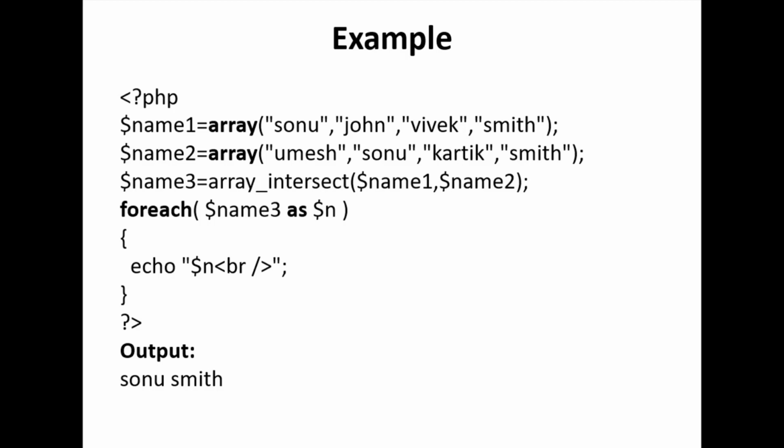Here is an example of array_intersect. $name1 equals array(Sonu, John, Vivek, Smith). $name2 equals array(Umesh, Sonu, Karthik, Smith). $name3 equals array_intersect($name1, $name2). Then foreach $name3 as $n, echo $n. So the output is Sonu Smith.